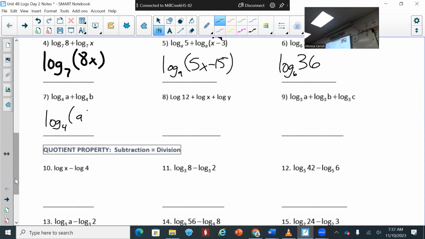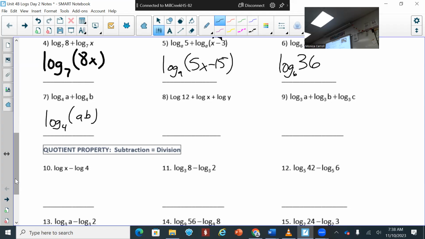Of AB. Put it in parentheses so we show that the log is of both of those variables. Good. All right. I don't love the way 8 is written just because one of them gets a big letter and that's confusing, but pretend like it's just normal. Log 12 plus log x plus log y. What's different about this one from the other ones that we've looked at so far?